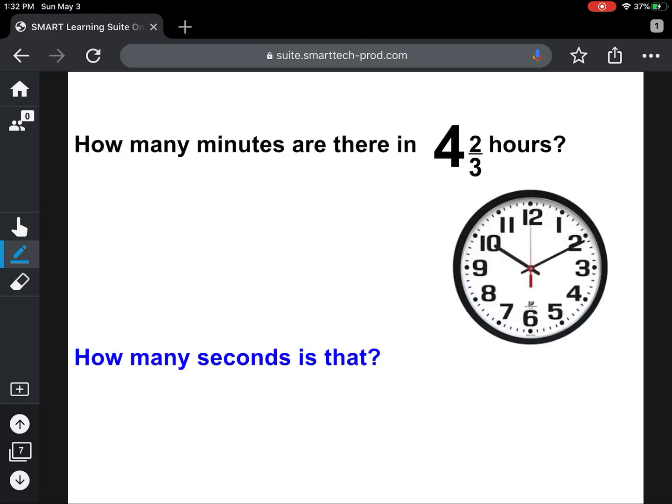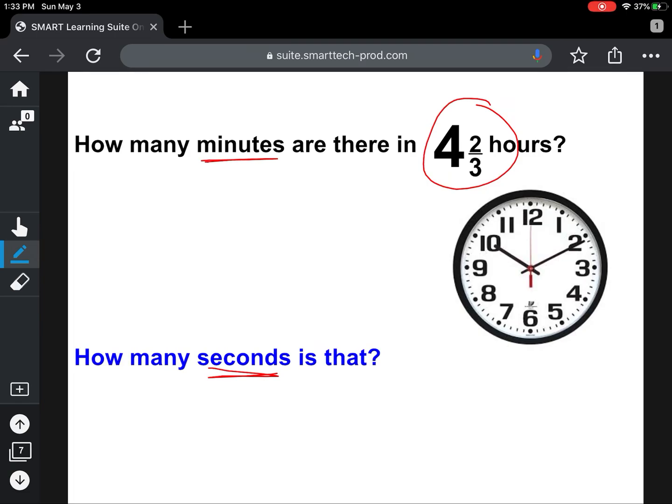Now, if we are thinking about how much time she spent practicing, we said she spent a total of 4 2/3 hours. But in today's lesson, they're going to ask you a lot to convert or change hours into minutes and even into seconds. So if she spent 4 2/3 hours practicing, how many minutes is that?